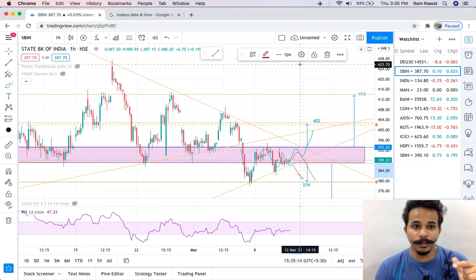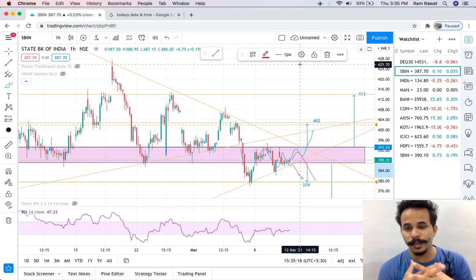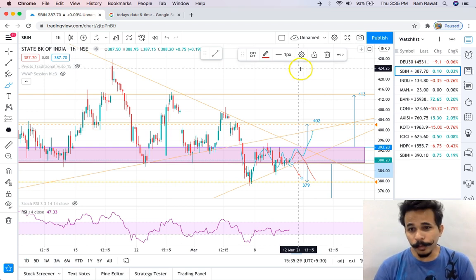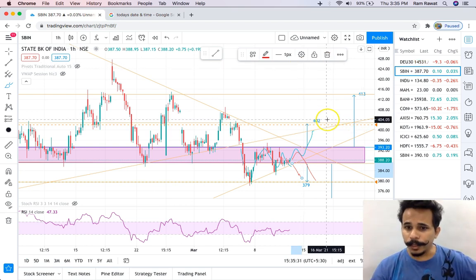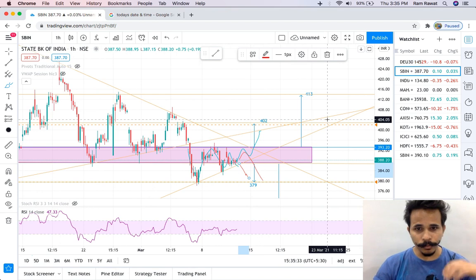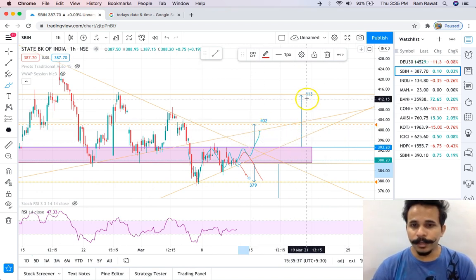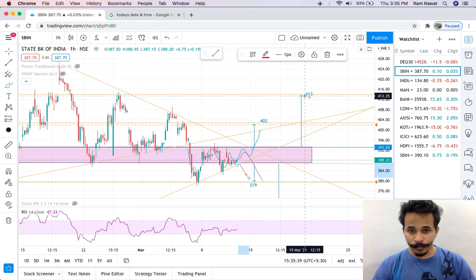And for people who are new, I would recommend to book the profits in small zones. If you want to wait for the profits after some time, you can of course hold the stock and you can book a profit up to 425. But if we are talking about short trading, then this can be your first target, this can be your second target, and we will also talk about the stop loss.